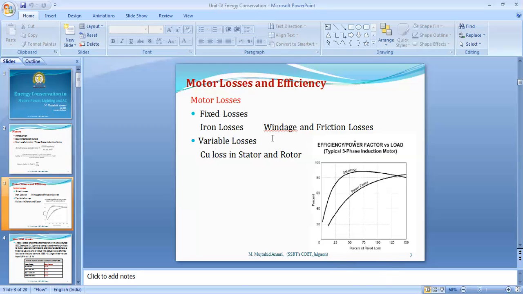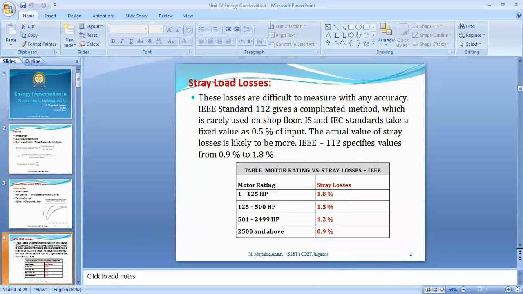Now what would be the losses? Percentage losses, fixed losses and variable losses are given by some standard. Stray losses are the combination of rotational loss and iron loss. Iron loss and rotational loss are also called stray losses. These losses are difficult to measure with accuracy as per the IEEE standard. The manufacturer complies with the IEEE standard or IEC standard in the manufacturing of the motor. Under such conditions, what would be the stray losses?